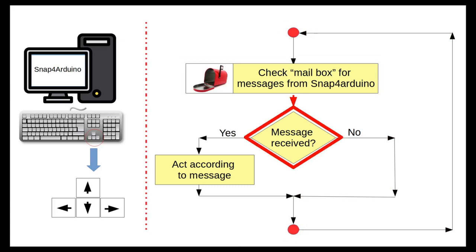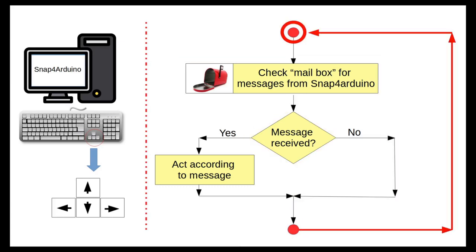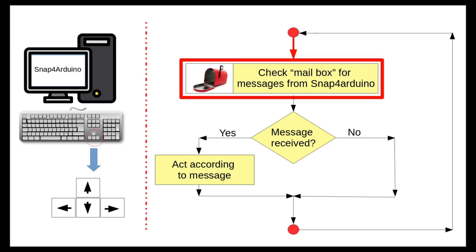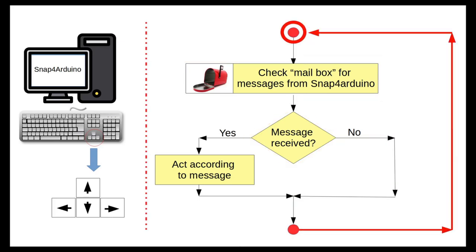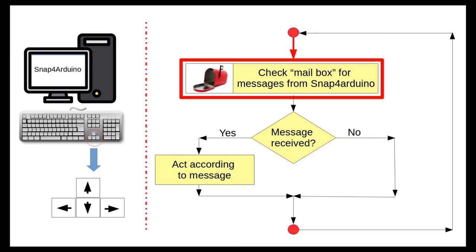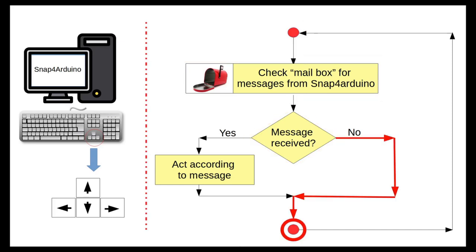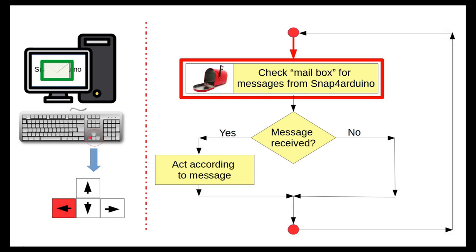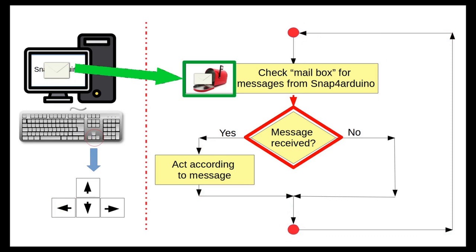But for the purpose of this demonstration, let us slow down time and see what is going on. As long as no message is sent to ODI by our program in Snap for Arduino, nothing is done. Then, at some point, we press left arrow. Let us now slow down time even more and see what happens. A message is sent from Snap for Arduino to ODI. When ODI checked for messages, the message box was empty. Therefore, the loop will be executed one more time with nothing happening.